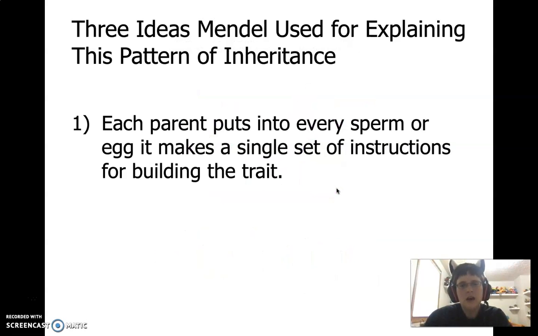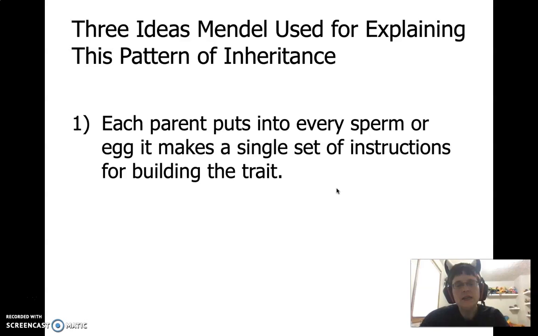Some of this already makes sense from what we know from things like meiosis. Now remember though, Mendel didn't know about things like meiosis necessarily because we hadn't really looked at that yet. Also, he didn't know the term gene, and so you'll notice that some of those words don't actually show up here. And so this is Mendel's law of segregation, these ideas to explain this inheritance pattern.